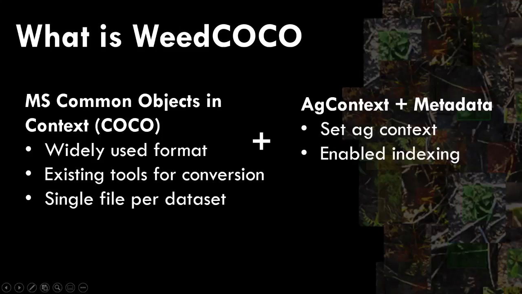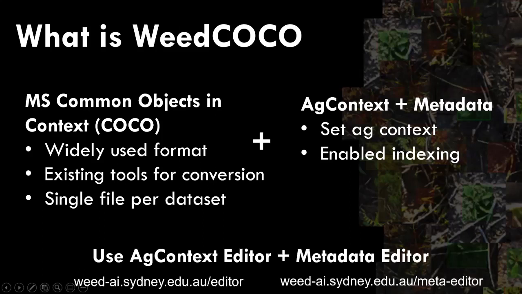When you combine it with the ag context information and also metadata surrounding the authors, who's collected it, the name of the data set, the licensing information, that's when you end up with the WeedCOCO. So that enables us to then search it like we've already done, and then it's called indexing. So we can search through that data and then filter out what we need or what we don't need.